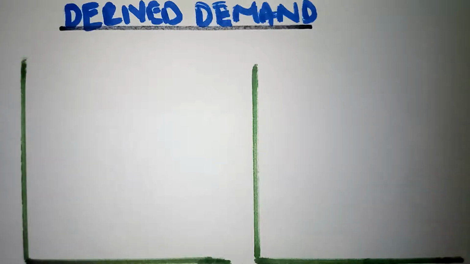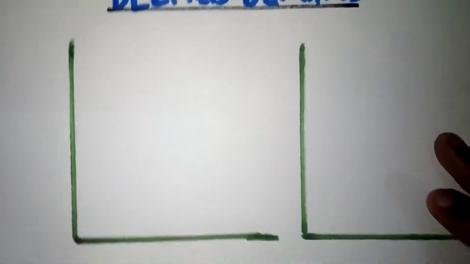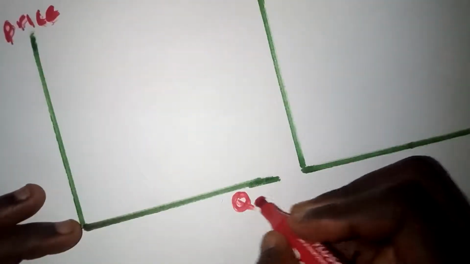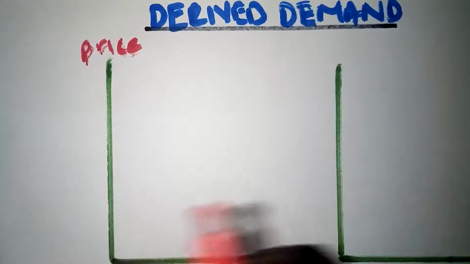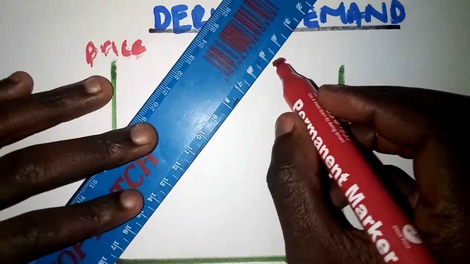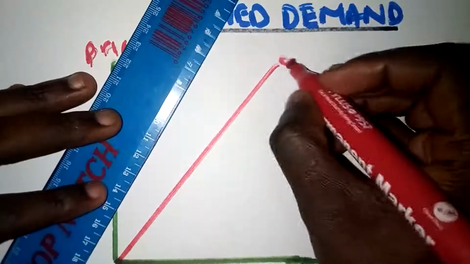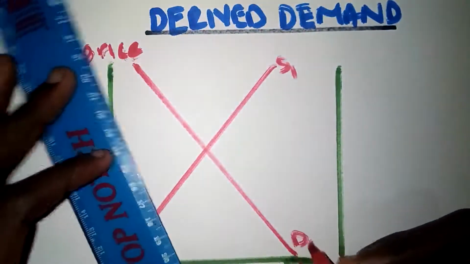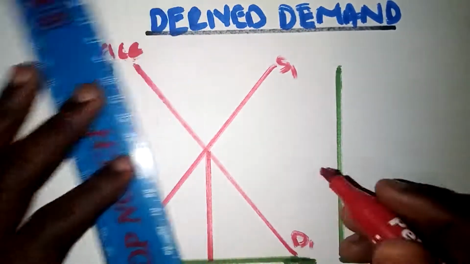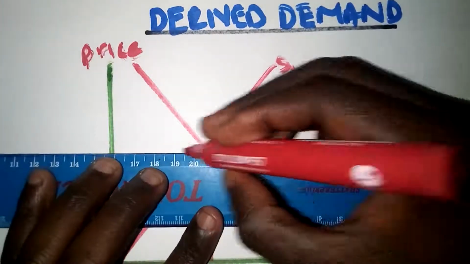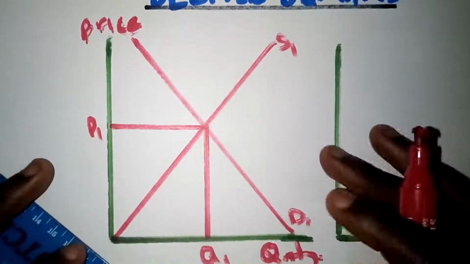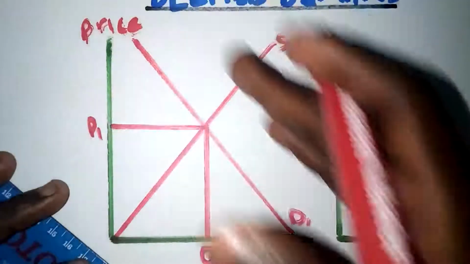So how do we show that diagrammatically? You're going to start by simple construction. Label our x-axis quantity and y-axis price. Then draw our supply curve and demand curve. You start with the equilibrium, P1 and Q1. The next step is to shift the demand curve to the right.